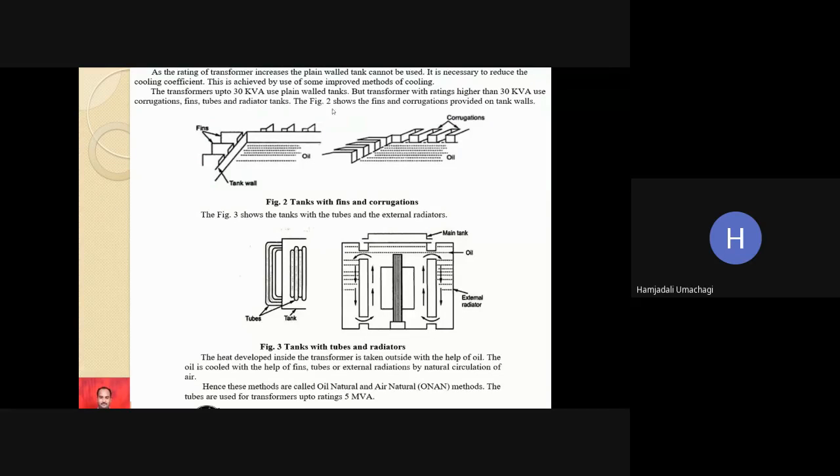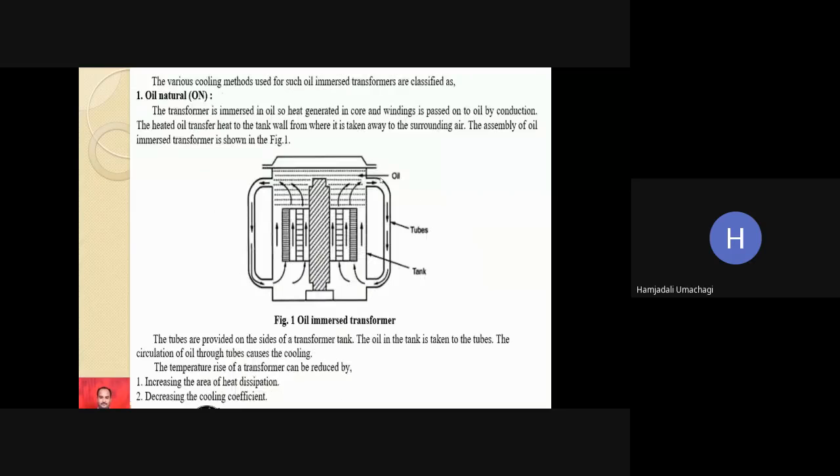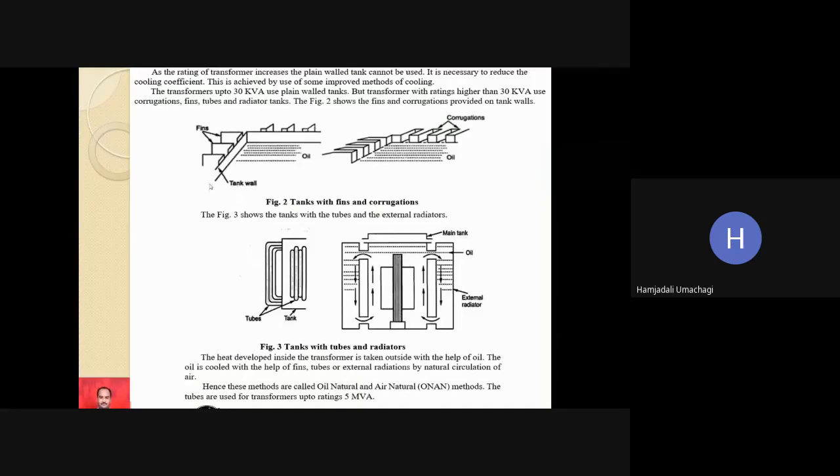So now figure 2 shows fins and corrugations provided on the wall tank. The earlier plain wall tanks are now going to have certain modifications in the construction. So what are those modifications? Fins and corrugations. You can see that this is the wall tank, which has certain extra projections. Those extra projections are the fins, and these are the corrugations.